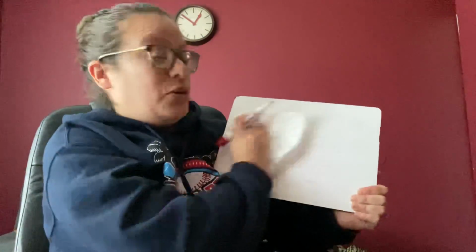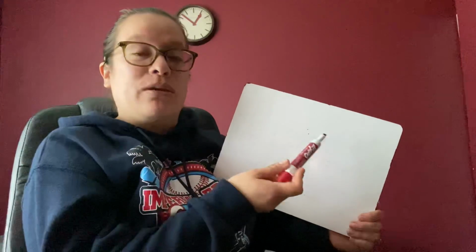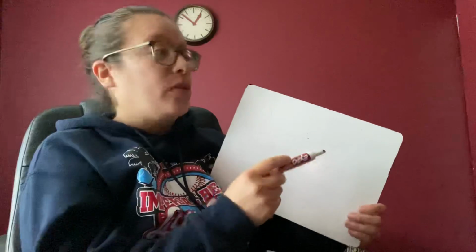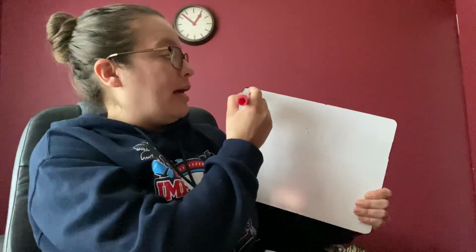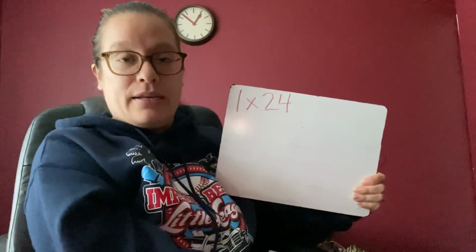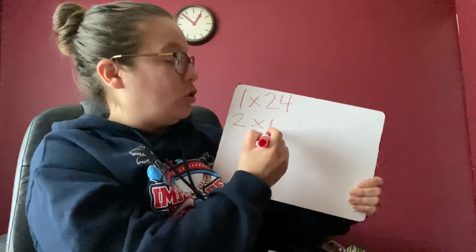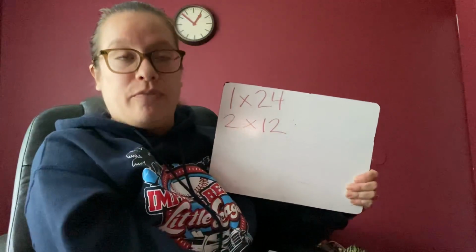Ooh, want to do a challenging one? What are the factors of 24? Mrs. Romero, I'm so scared. Should you be scared? No, because all you have to do is just figure out what factors, when you multiply them, give you 24. And we always start with 1. 1 times 24, right? Yes. What about 2? 2 is a factor because you multiply it by the other factor, 12.